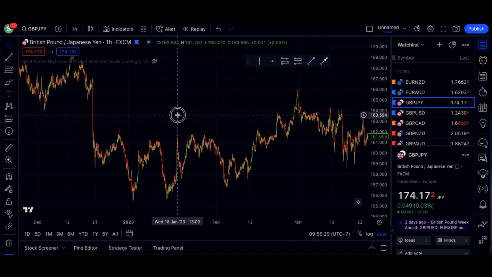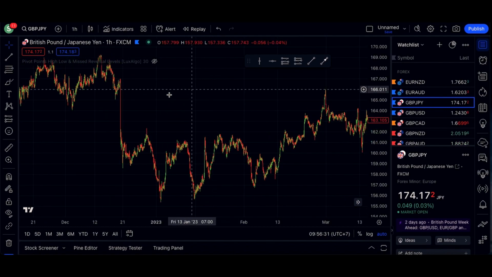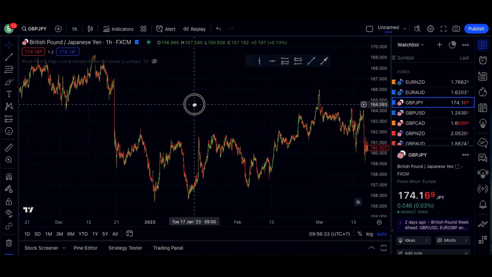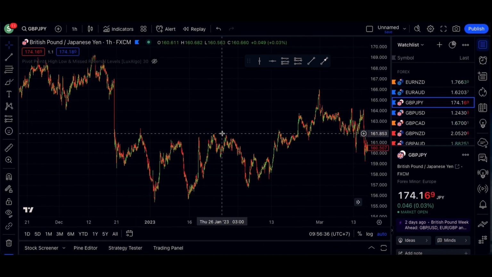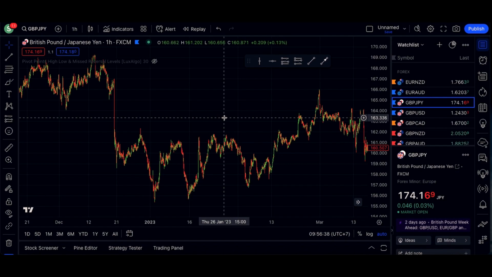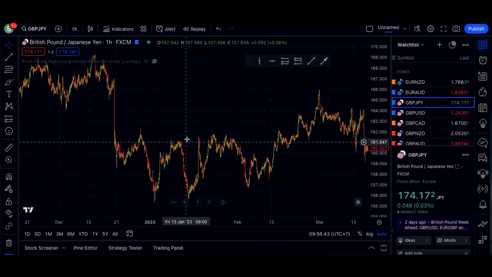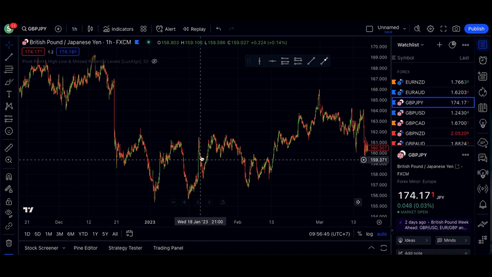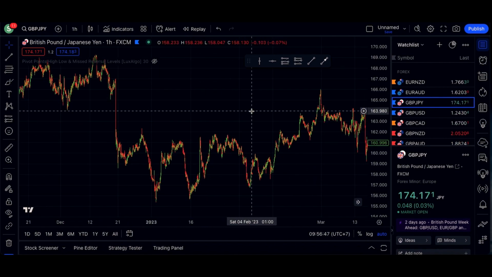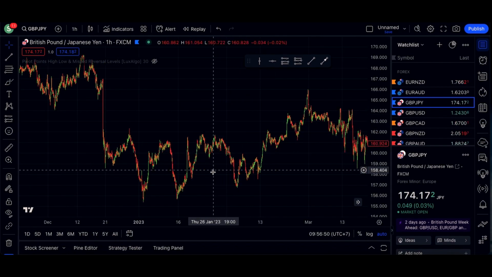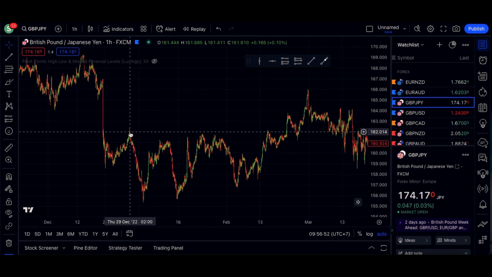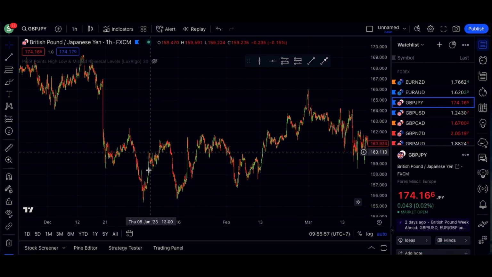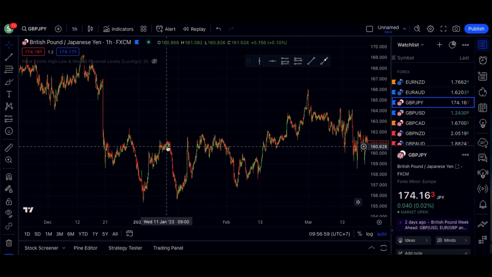Alright, let's look at how to determine support and resistance levels. The first thing we need to do when we're looking at a chart and trying to determine where the support and resistance levels are is understand why the price moves. What causes these price fluctuations in the market? When the price falls, the sellers are overcoming the buyers. When the price rises, the buyers are stronger than the sellers.